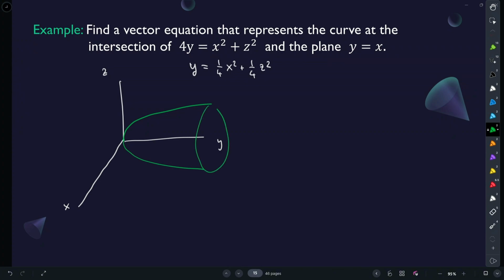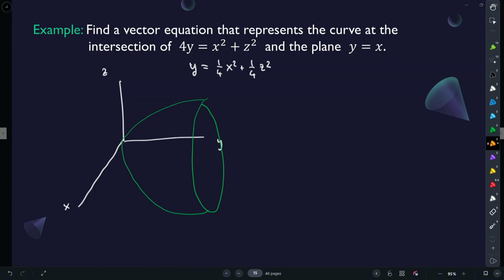Okay? And it is actually, let me redo it, because of the fourth, what's happening is it makes the paraboloid kind of wide, like that. And then y equals x is what? Y equals x is the plane like this. What do you think is the intersection of those two things?